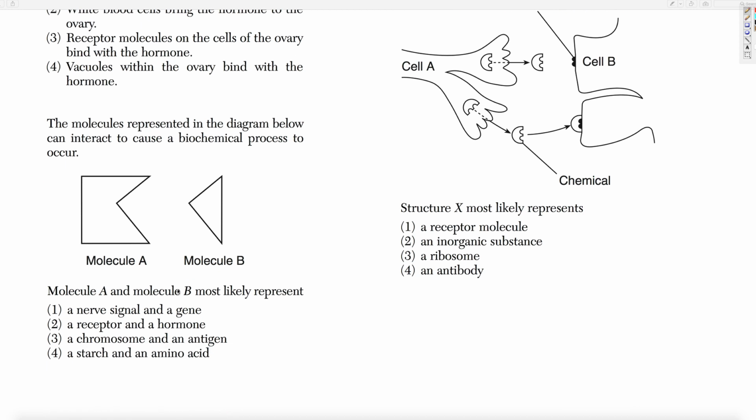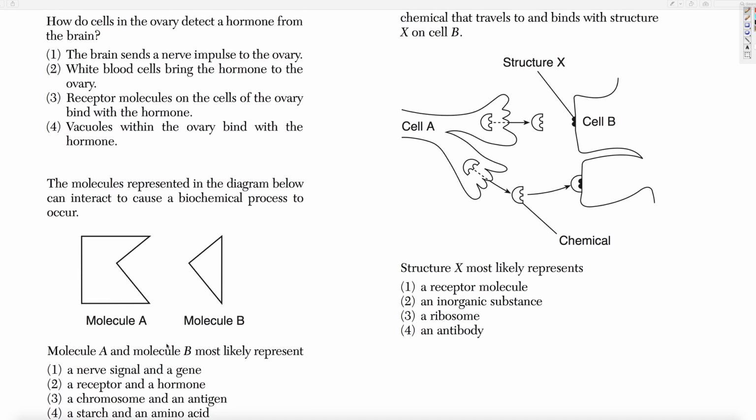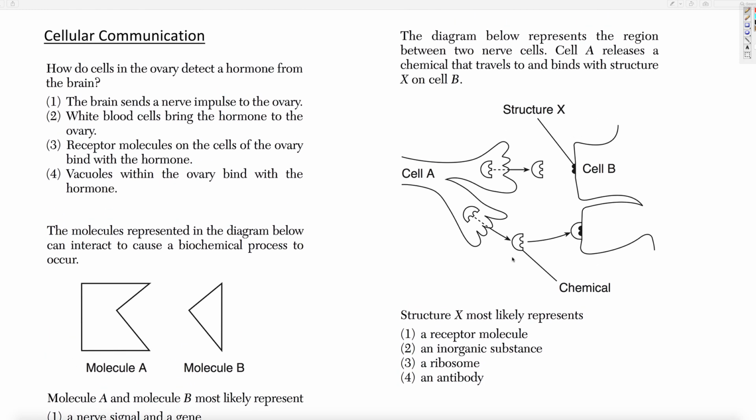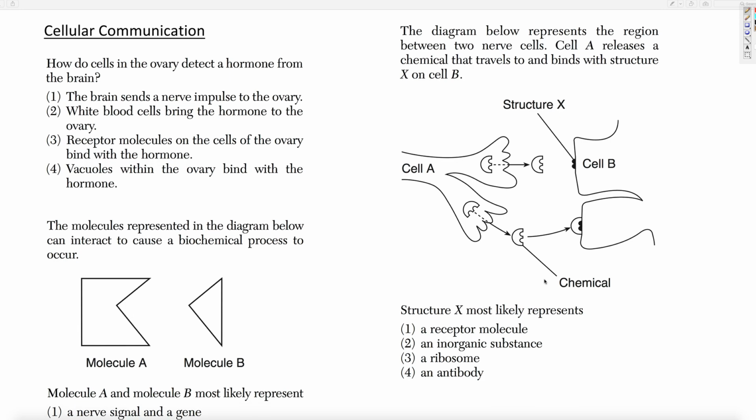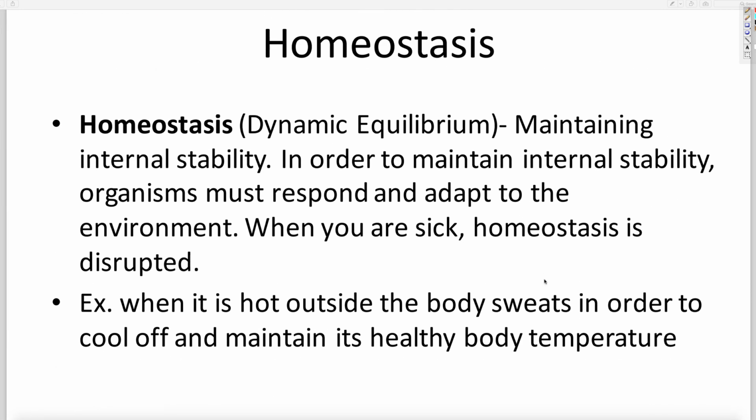This is another example. Molecule A is the receptor, and molecule B is the chemical message. So 2, it's a hormone, they call it. Same deal here. They send the message. It's an example of X being a receptor molecule. All right, so very basic.